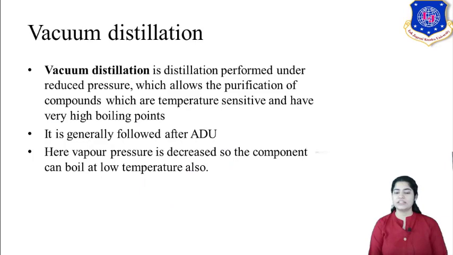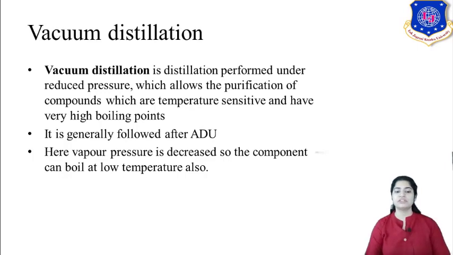The next topic is vacuum distillation. This distillation is performed under reduced pressure. In an atmospheric distillation unit, the distillation process is carried out at 1 atmosphere, but here you are carrying out your distillation process at a pressure which is less than 1 atmosphere. Because of that, vapor pressure reduces, and as vapor pressure reduces, it means your liquid can now boil at low temperature.